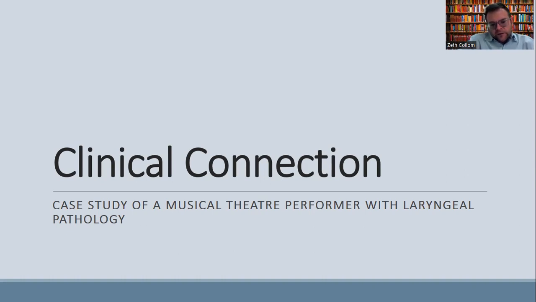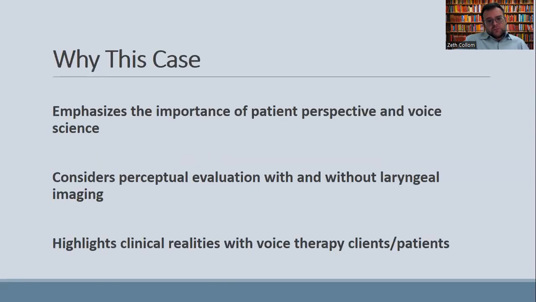So let's jump into this case study in particular, which is of a musical theater performer with a laryngeal pathology. And what's really interesting is, if I want you to walk away with anything from this case, it really boils down to three things. And why this case at this point in the semester? Well, first of all, it emphasizes the importance of patient perspective and voice science. You've got to know your anatomy and physiology. You've got to know certain norms, et cetera.